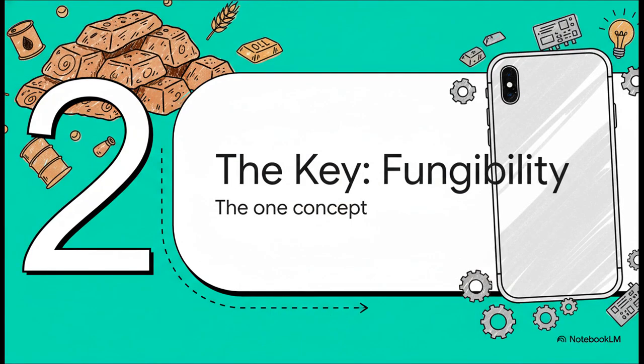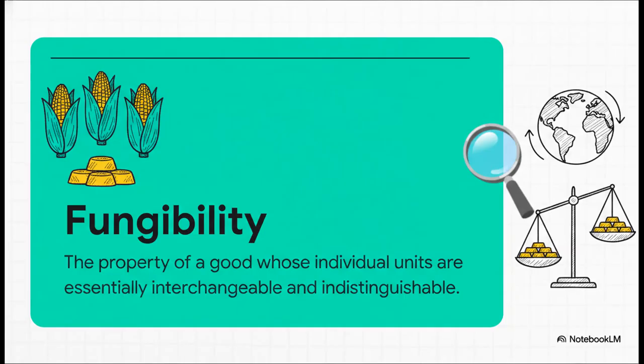And that brings us to the one single idea you absolutely have to grasp to understand commodities. The key, the secret sauce, is a concept called fungibility. This one word is what separates a pile of copper from, say, an iPhone. Fungibility. It's a fancy word, but it just means that one unit of something is practically identical to any other unit.